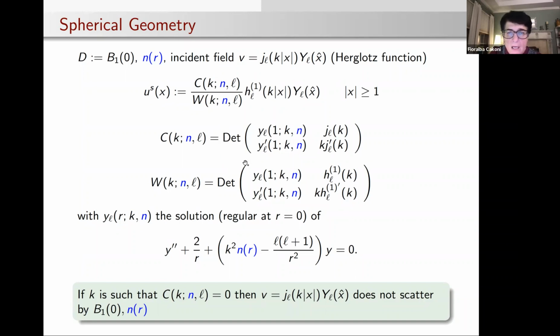This coefficient is given in terms of these determinants. Basically, it includes the Bessel functions and the radial part of the solution of the Helmholtz equation with n of r, which are solutions to this ODE. All these functions are analytic functions of K. So C and W are analytic in K, actually entire functions of K. Now we have this coefficient, and where C becomes zero, you have non-scattering wave numbers. Where W as a function of K for fixed n becomes zero, you have those celebrated scattering poles.